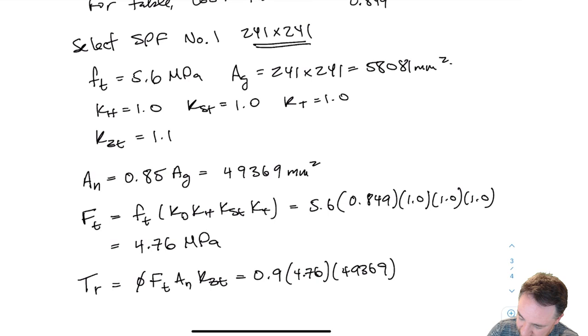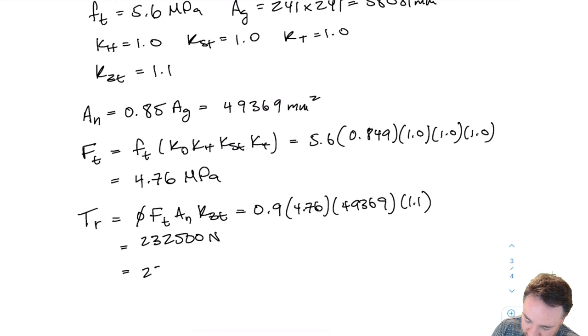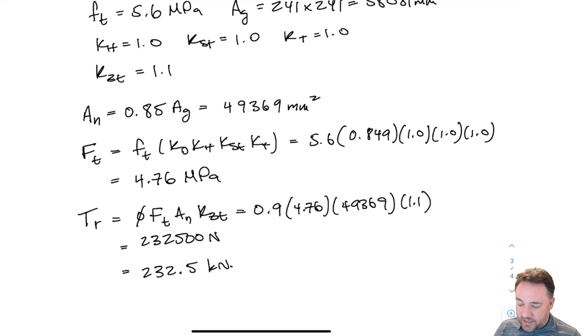And when I do that whole thing, I'm basically going to get something in newtons. So I'm going to get 232,500 newtons approximately, which equals 232.5 kilonewtons. Why do I get newtons? Because basically I'm multiplying MPa. So this one here is in MPa. This is in millimeters squared. MPa is newtons per millimeter squared. Equivalent, right? It's a million newtons per meter squared. So that means that if I multiply MPa times millimeters squared, I'm going to get newtons. So that's the number I'm going to get. And then I have to convert it to get kilonewtons.